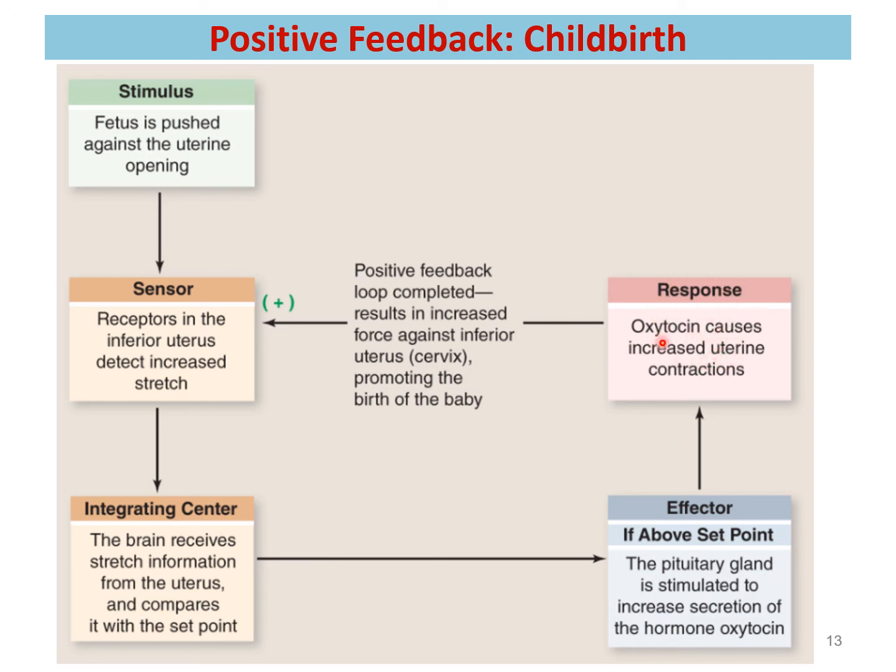The response is that oxytocin causes an increase in uterine contraction. So the positive feedback loop is completed. This results in increased force against the inferior uterus, which is the cervix. Tengok structure female reproductive system: you have the uterus and then the cervix, which is the canal for the baby to be pushed out, promoting the birth of the baby. So selagi baby ada kat dalam, the baby will push against the cervix. This will increase oxytocin release until the baby is pushed out.